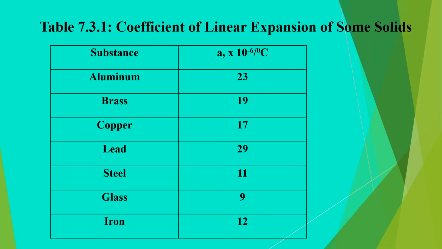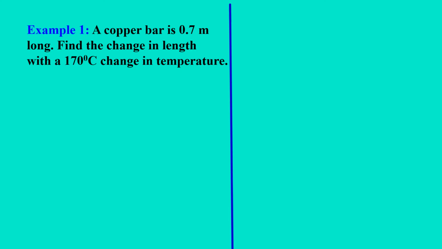Table 7.3.1 gives us the coefficient of linear expansion of some solids in times 10 to the minus 6 per degree Celsius. For example, the substance aluminum has a coefficient of linear expansion A of 23 times 10 to the minus 6 per degree Celsius. Iron, for example, has a coefficient of linear expansion of 12 times 10 to the minus 6 per degree Celsius. Now let us do some examples.